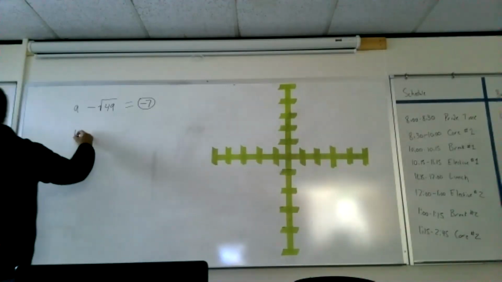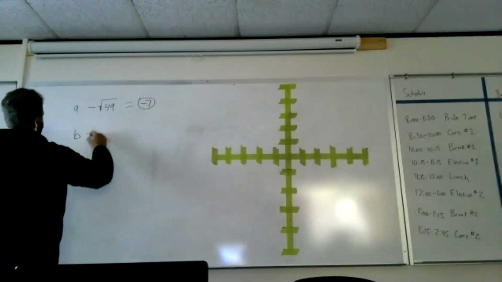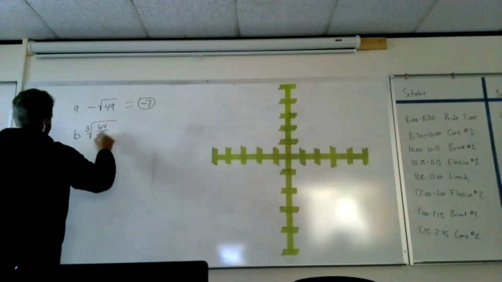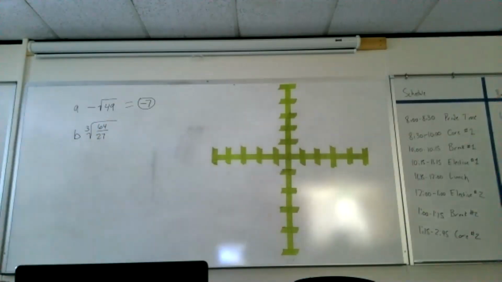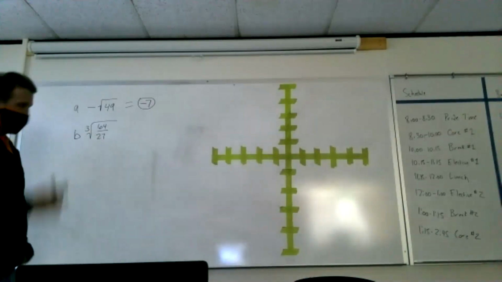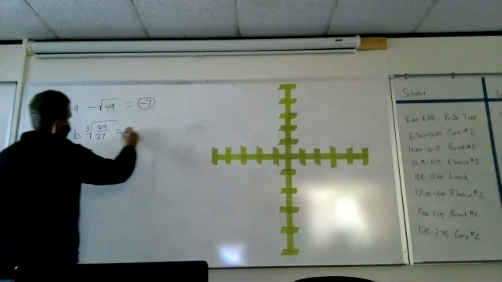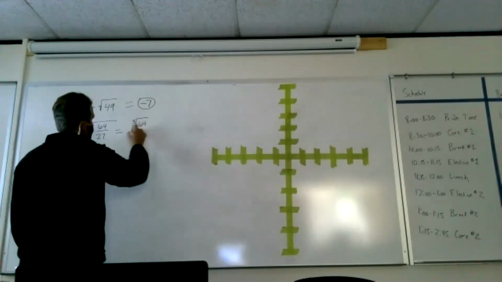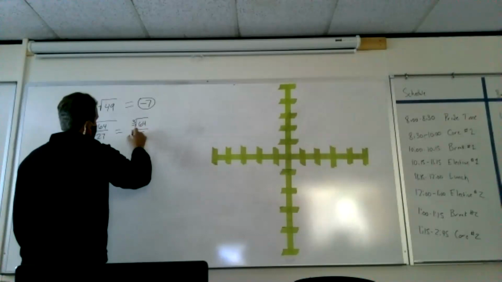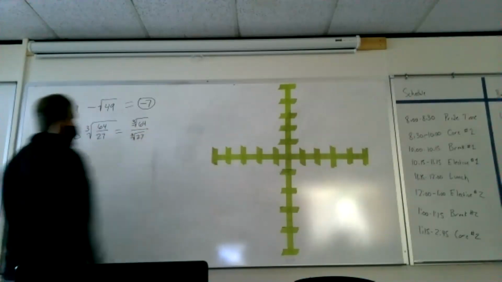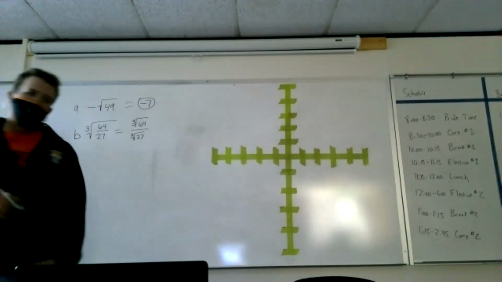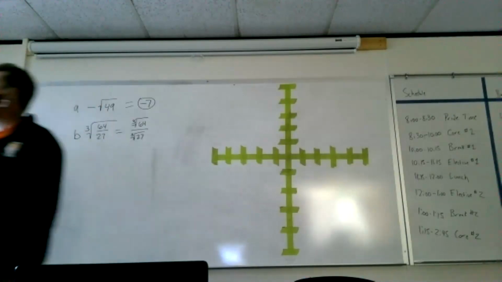For letter B, we want to find the cube root of 64 over 27. And this is where our quotient property of radicals is going to take place. That these are equivalent statements. The cube root of 64 divided by 27 is equivalent to the cube root of 64 divided by the cube root of 27. The beautiful thing is these are both perfect cubes. We just have to determine them. You can use your calculator to help you with this using radical exponents.